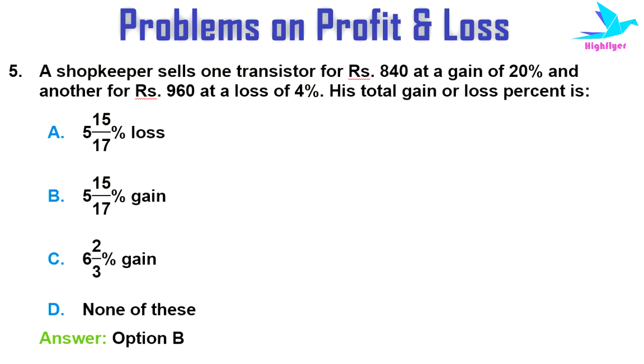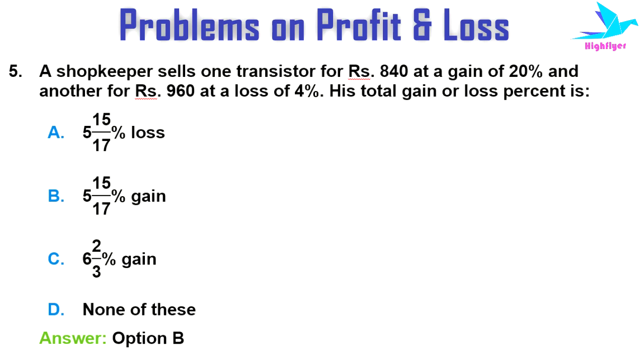Next question. A shopkeeper sells one transistor for rupees 840 at a gain of 20% and another for rupees 960 at a loss of 4%. His total gain or loss percent is option A, 15 by 17% loss, option B, 15 by 17% gain, option C, 2 by 3% gain, or none of these. The right option is option B, 15 by 17% gain.